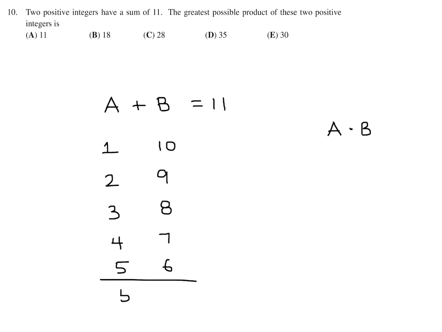Once you get below here, you'll get basically the same numbers. You see what I mean? 7 and 4 and so on. So the product will be the same. So we only need to be concerned with these guys.